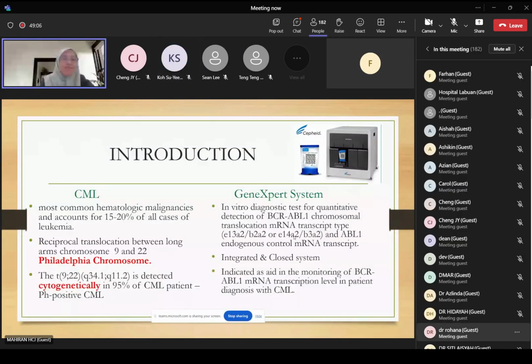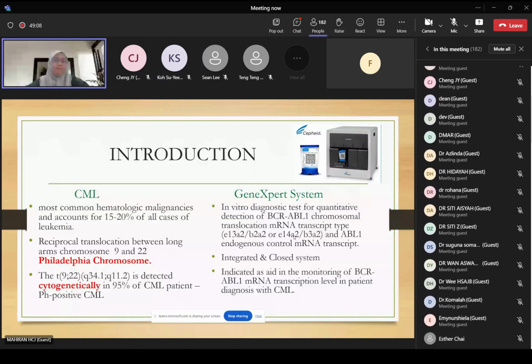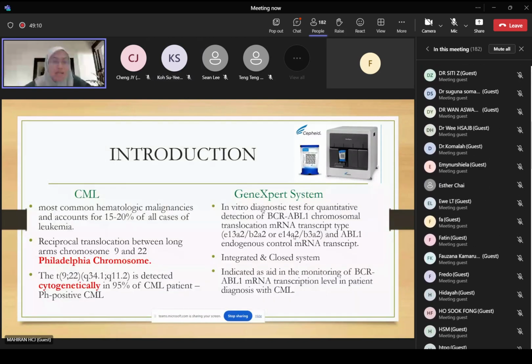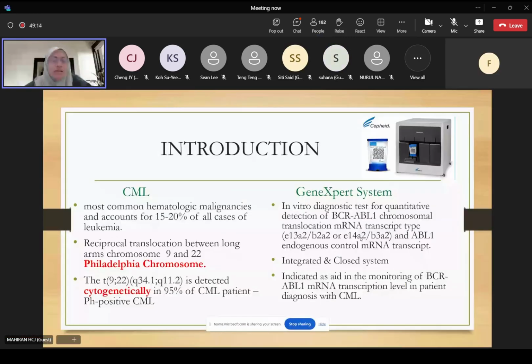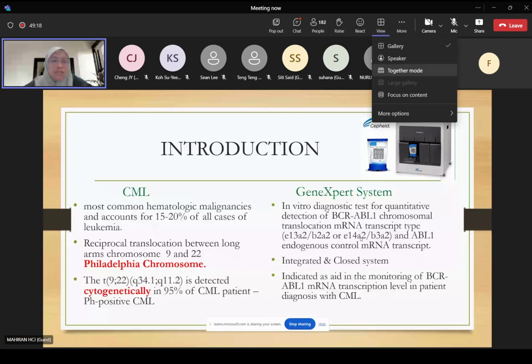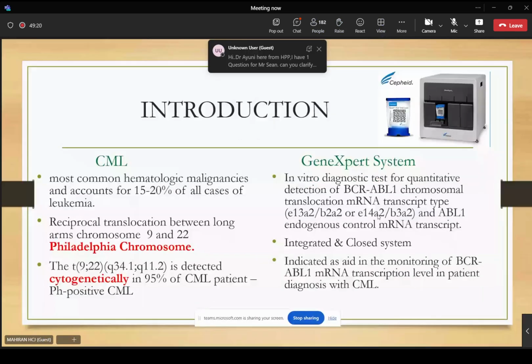So saya sambung balik untuk CML ni. Reciprocal translocation between long arms chromosome 9 and 22 or we call Philadelphia chromosome. So the T922 is detected cytogenetically in 95% of CML patients. So pH positive CML lah.